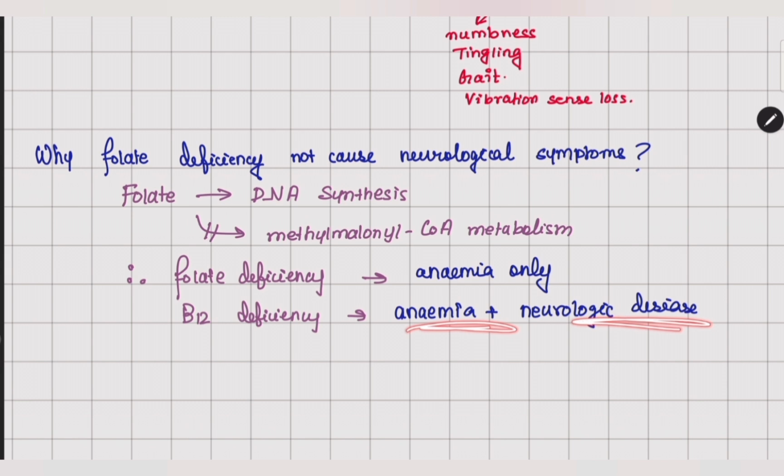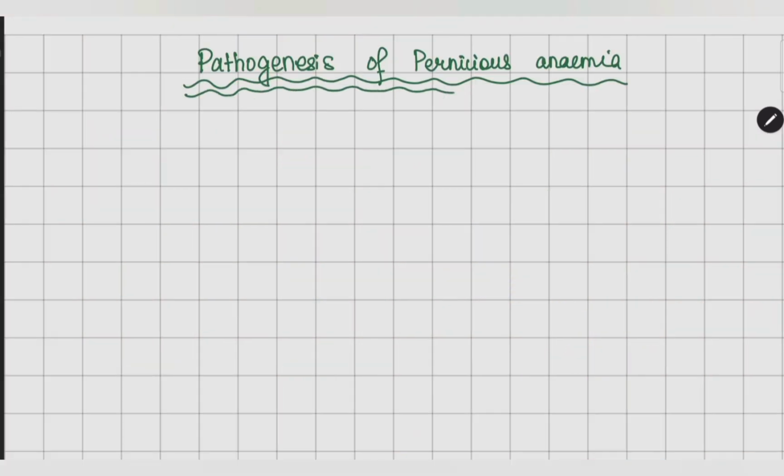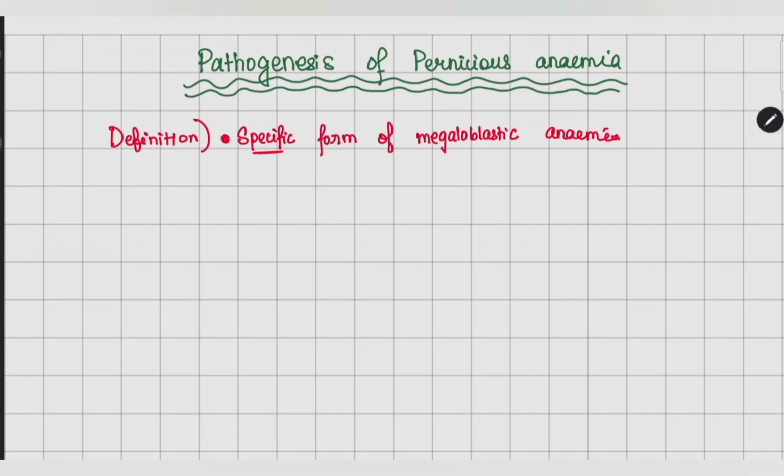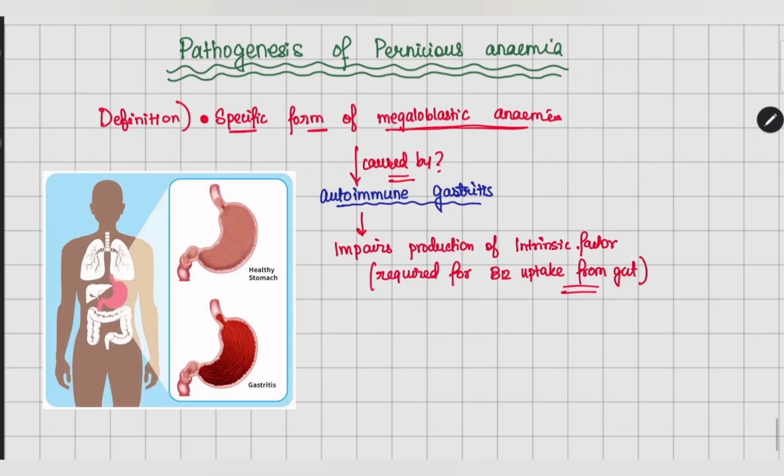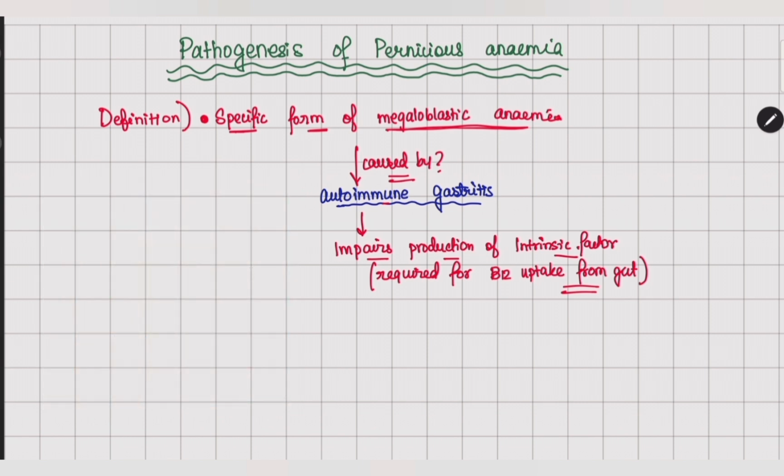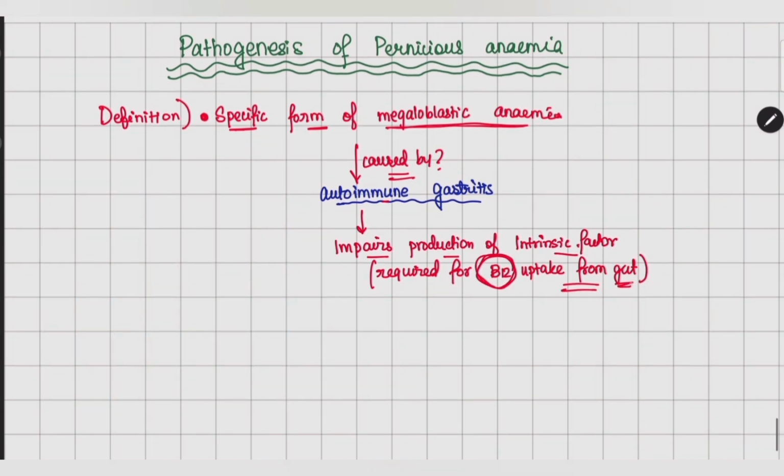Now let's learn about the pathogenesis of pernicious anemia. So what is the definition? It is a specific form of megaloblastic anemia. And how is it caused? It is caused by autoimmune gastritis. This impairs the production of intrinsic factor, which is very much required for the B12 uptake from the gut.